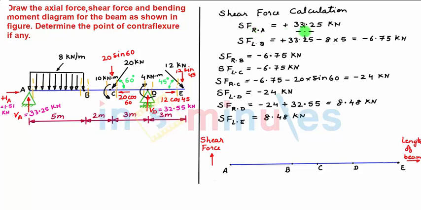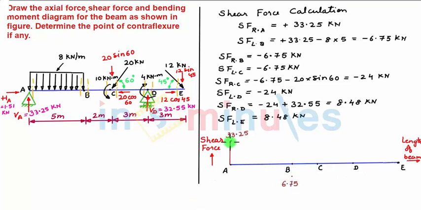Now shear force towards right of A is plus 33.25 kilonewton. Let me plot a positive 33.25 kilonewton above point A. Let me connect this with point A with a vertical line. Now shear force towards left of B is minus 6.75 kilonewton. So let me plot a minus 6.75 kilonewton shear force below point B.